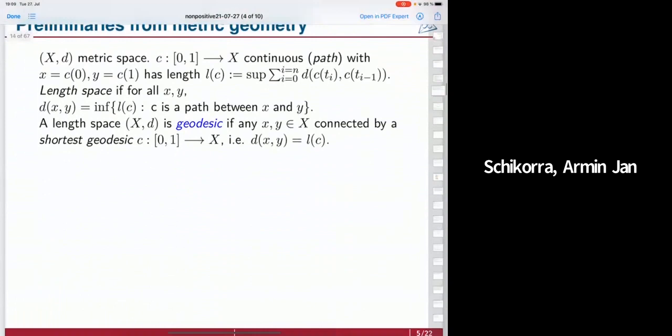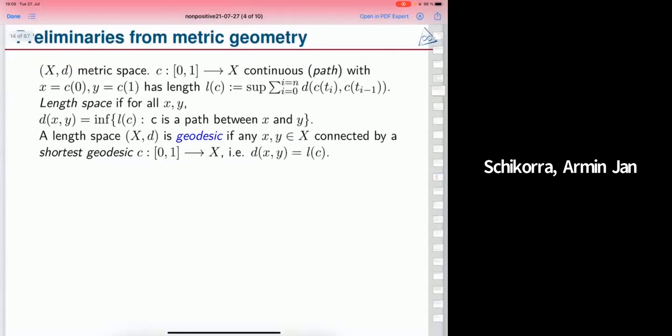And you call your space a length space if the distance between two points is realized as the infimum of the lengths of paths connecting these two points. And if this infimum is realized, that is, if you find a path whose length is equal to the distance between those two points, you call it a shortest geodesic. And if you can always find such a shortest geodesic between any two points, you call your length space geodesic.